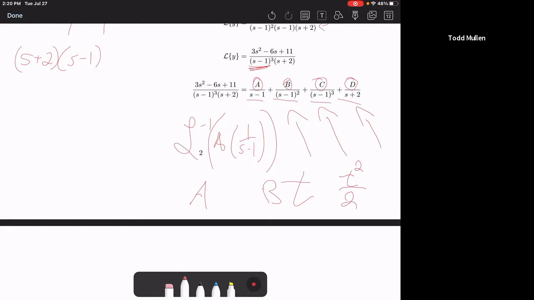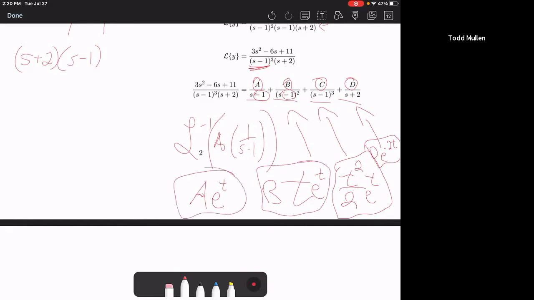Of course, these are all translated. So it's not just going to be A, it's going to be A times e to the 1t. And this isn't just going to be B times t, it's going to be Bt times e to the 1t, because this isn't just 1 over s, it's translated by 1. It's translated by 1. And this one is also translated by 1. But when we look at this s plus 2, it's translated by negative 2. So this is going to be e to the negative 2t times D. So you're going to notice something like this for your 4 solutions.